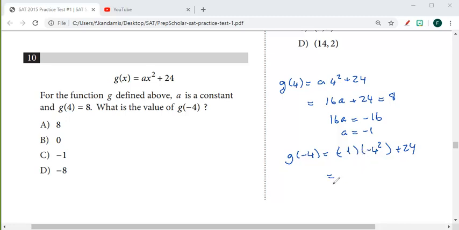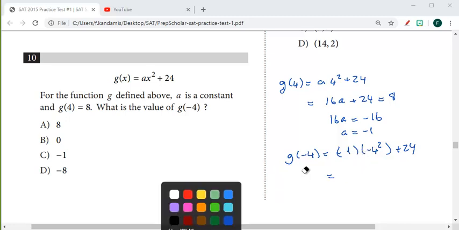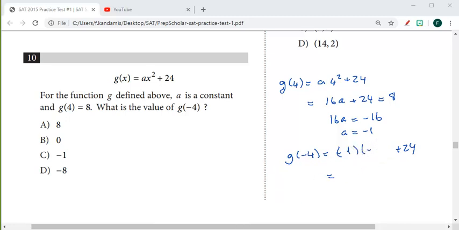Sorry, there is a mistake here. Let me just correct. So it's minus 4 squared. Minus 4 squared is 16, times minus 1 is minus 16, plus 24. So therefore the answer is 8. So this is the first way of solving the question. It's about 2 minutes anyway.